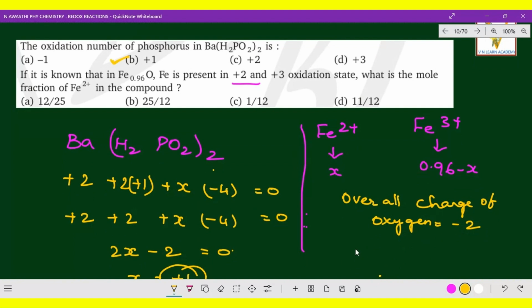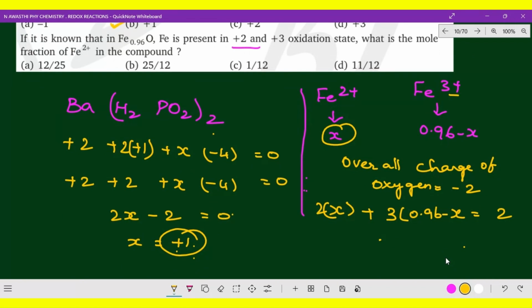So this is actually Fe2+ and Fe3+. Let us write here 2x. Why are we writing 2x? This point, right? Now 2x plus 3 times (0.96 minus x) equal to 2. I just put it +2. Why? Overall charge of oxygen is -2. The total positive charge must equal the negative charge. That is what I just mentioned, +2.